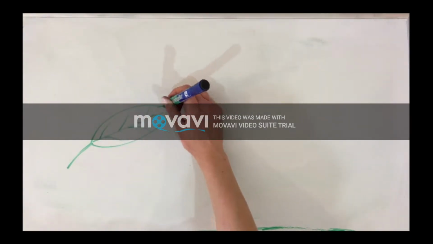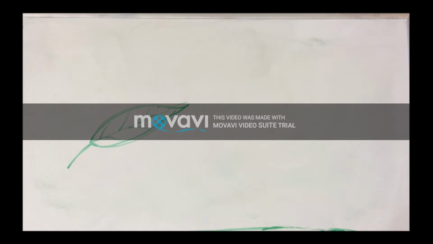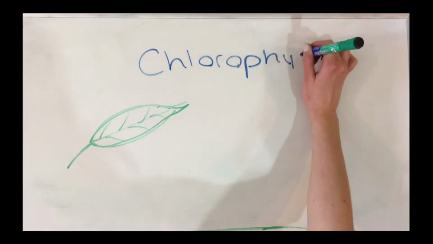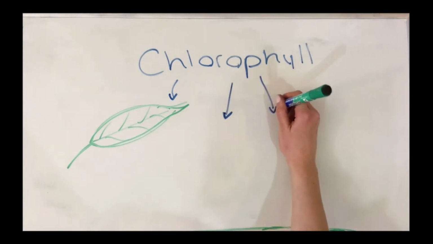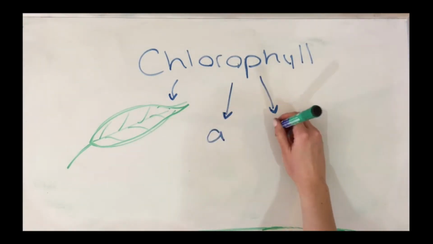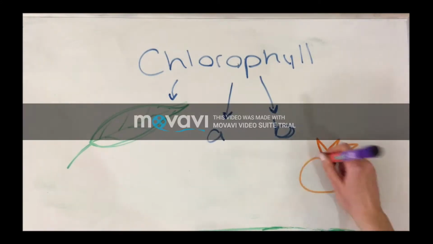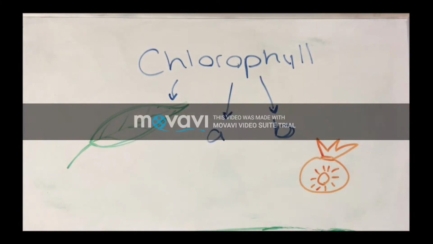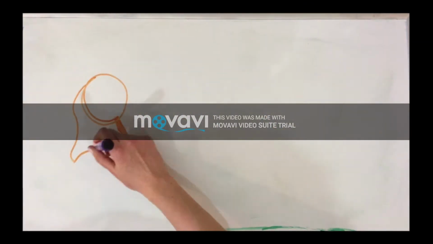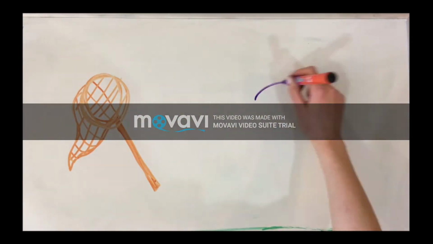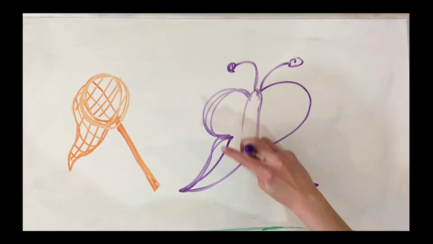Another part in the plant that helps in collecting photons is chlorophyll. There are two different types of chlorophyll, chlorophyll A and chlorophyll B. Chlorophyll A is the primary photon capturing pigment, so it collects most of the photons, and chlorophyll B is an accessory. Chlorophyll and photosystems aid in capturing photons like a child might catch a butterfly with a butterfly net.